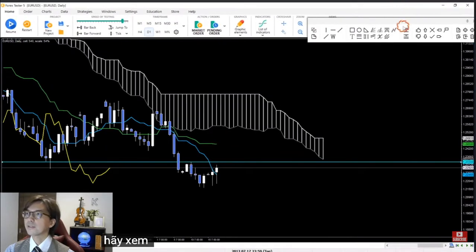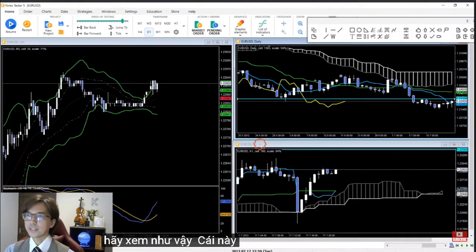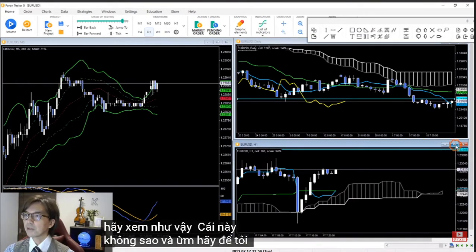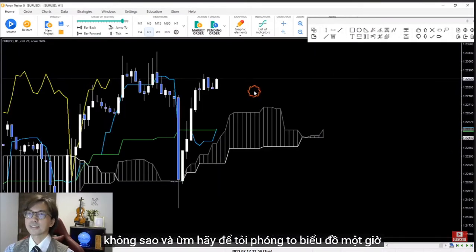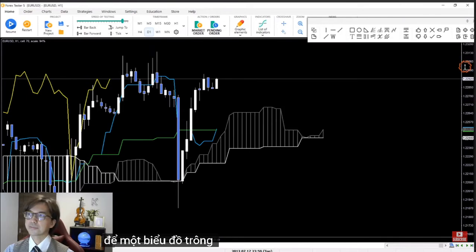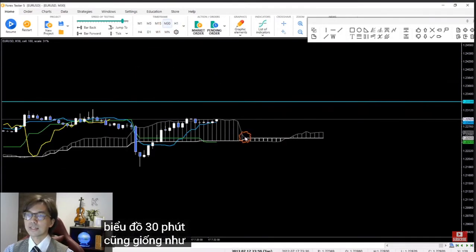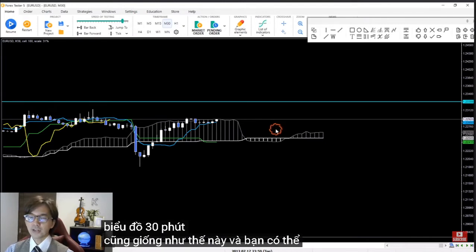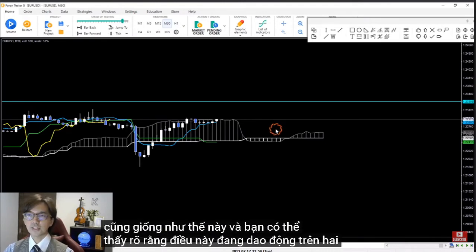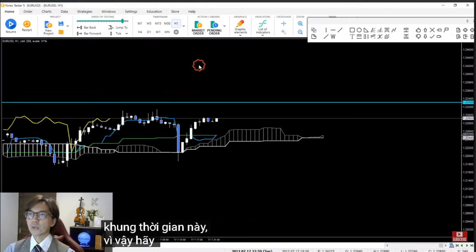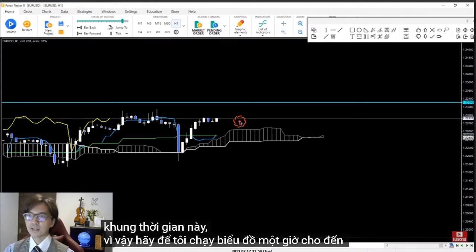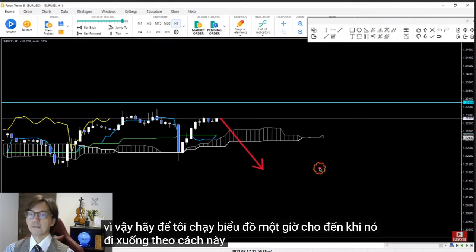Epsilon, let's see. So it's this one. Okay, and let me enlarge the 1 hour chart. The 1 hour chart looks like this, and the 30-minute chart looks like this. You can clearly see that this is ranging on these two time frames. So let me run the 1 hour chart until it goes down this way.